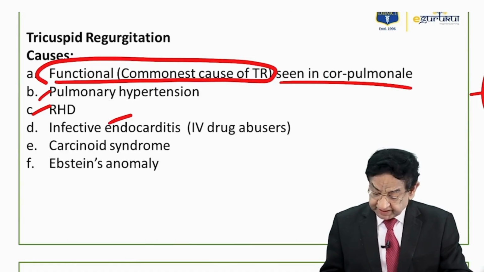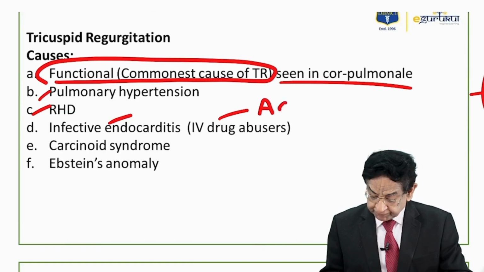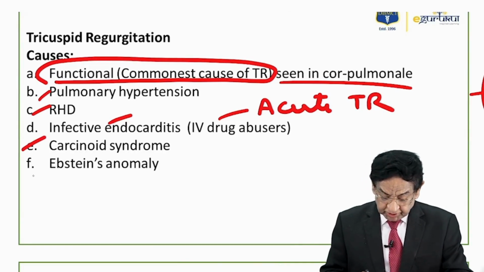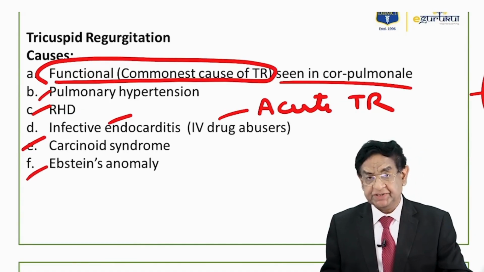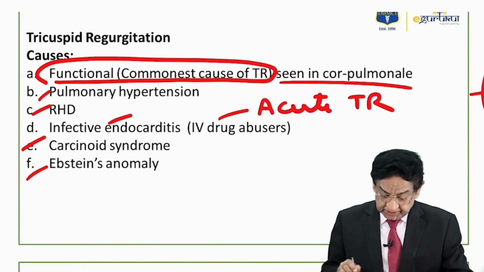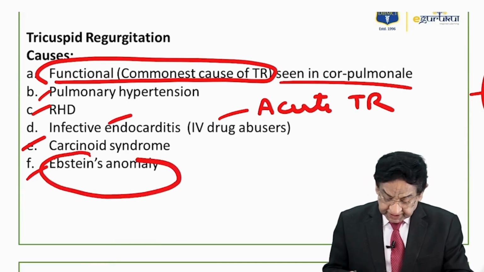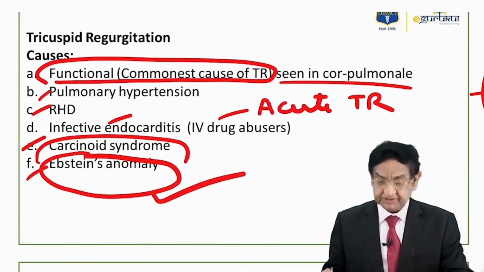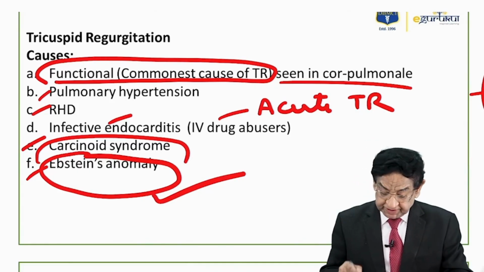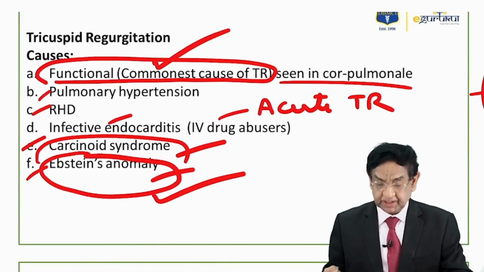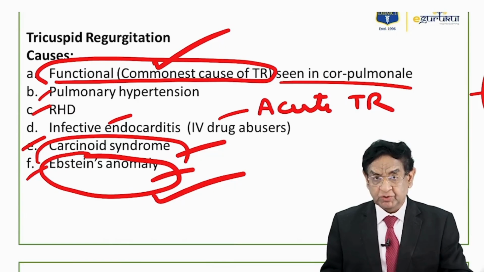Endocarditis, this is one which can lead to even acute tricuspid regurgitation. Carcinoid syndrome and Ebstein anomaly are the other conditions where we can have tricuspid regurgitation. Okay, this is very, very important. Cannot afford to forget these two. Out of these also, this is much more important. So friends, the carry home message is that these are the three keywords that you've got to note and remember.